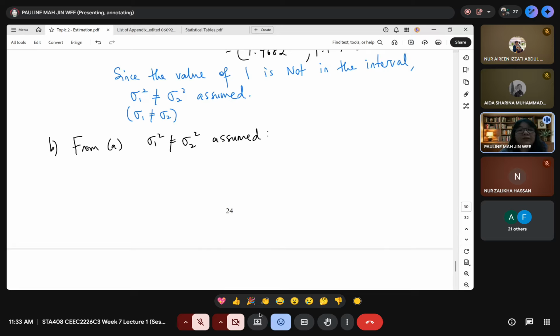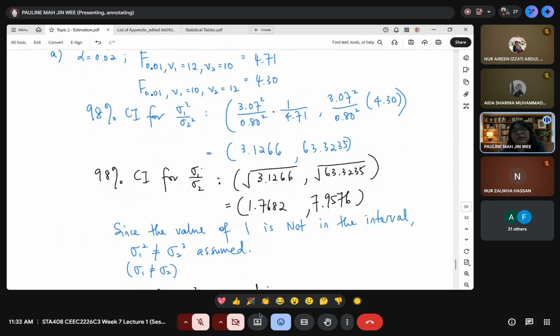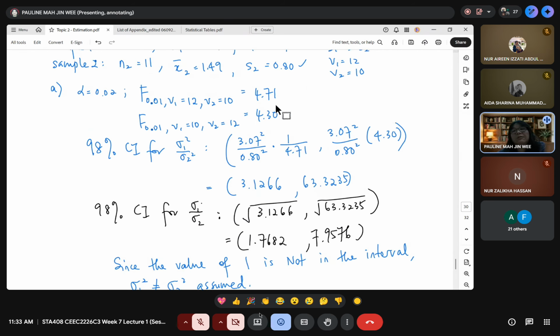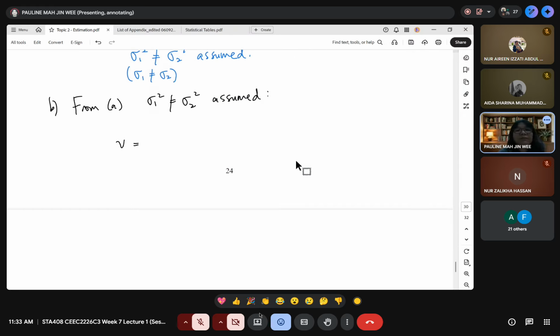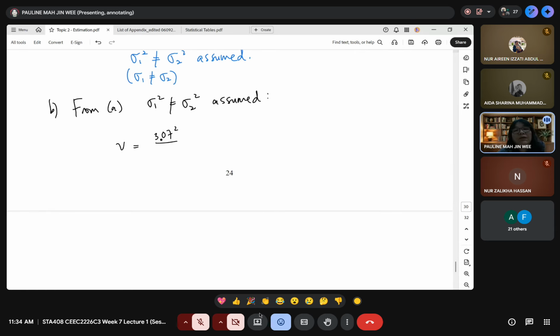Meaning that now, first thing first, we need to look for your degrees of freedom, right? Your nu here will be S1 squared over N1 plus S2 squared over N2, all squared. So we're going to take this part, 3.07 squared over N1, which is 13, and S2 squared over N2, which is 11.